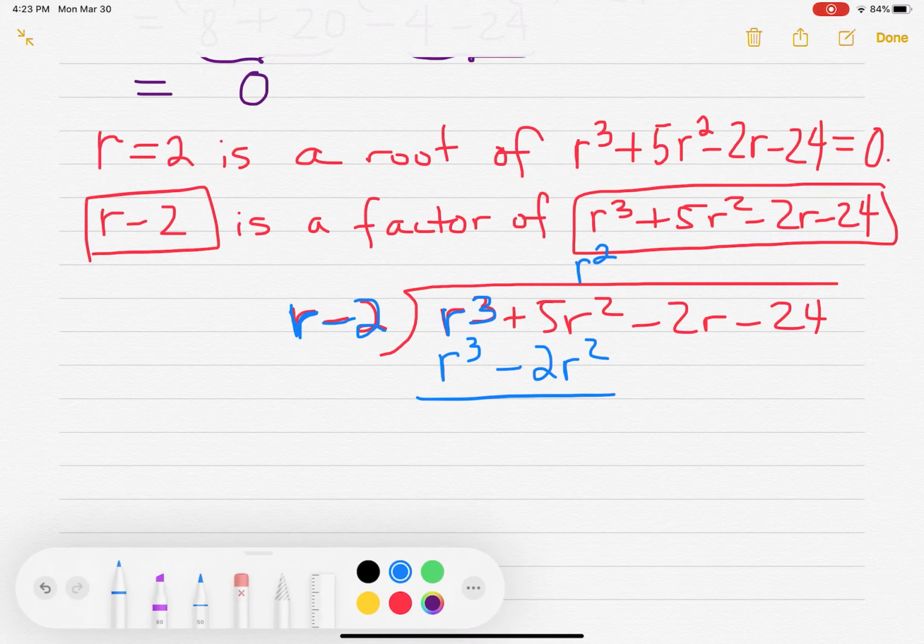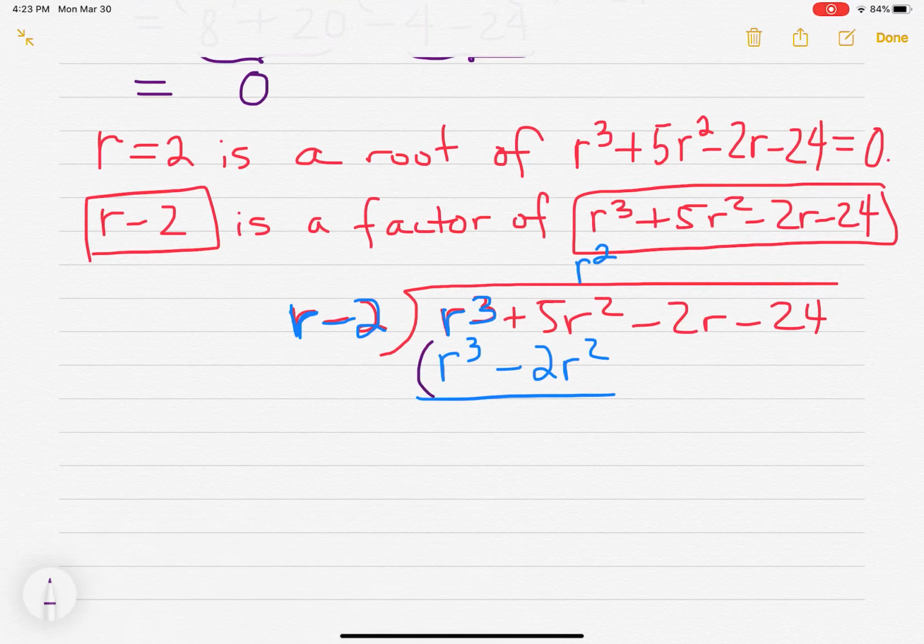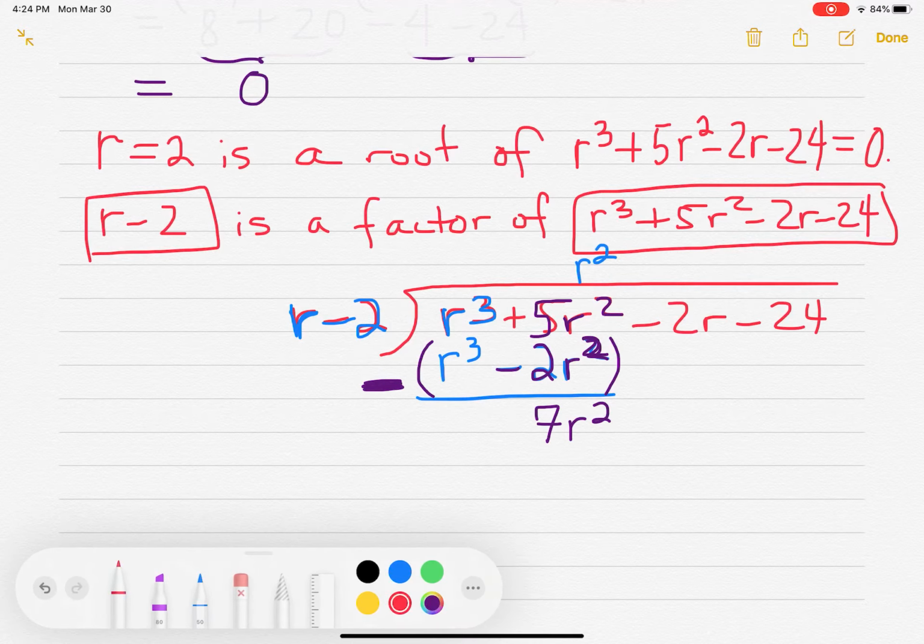So now we actually have to do a little subtraction. Imagine you got a subtraction. I'm going to put a purple subtraction sign right there. Some people don't do that, but I'm going to go ahead and do it. So we have r cubed minus an r cubed. That's going to zero out. And we're going to have 5r squared minus -2r squared. That's going to be the same thing as adding 2r squared, right? So we're actually going to have 7r squared here. Imagine that negative out front distributes, and we'll make it a positive 2r squared. So you got 5r squared plus 2r squared, 7r squared. All right, then I'm going to bring down this -2r.